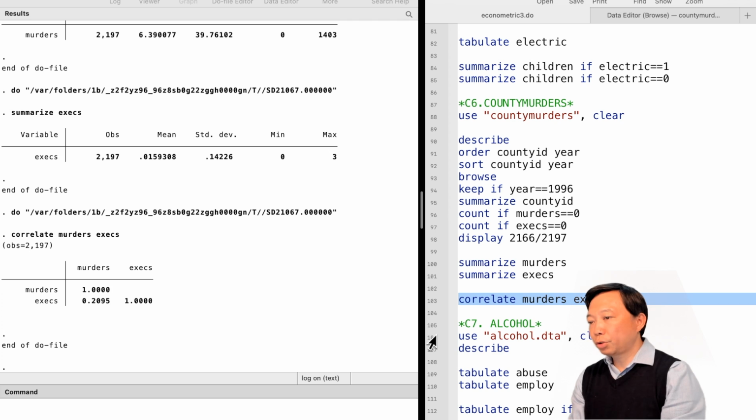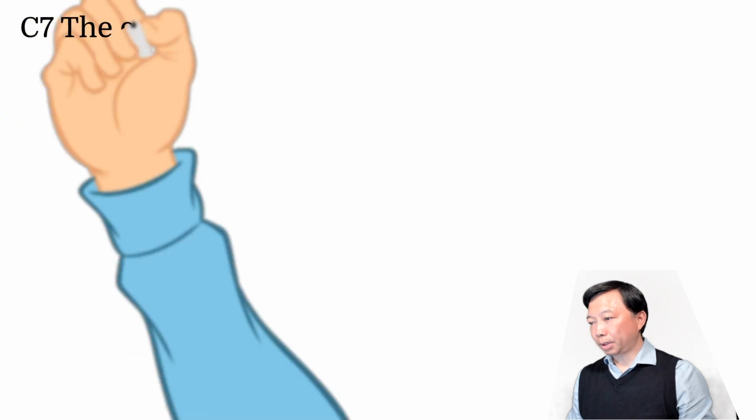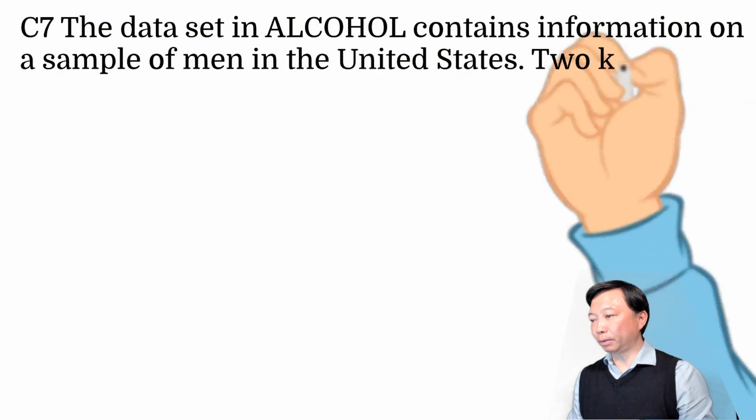Second, we should consider other factors that affect both murders and executions. Such factors could be the population of the county and its economic growth. For example, a county with a high population is more likely to have more murders and more executions. So the positive correlation may be due to the population. Let's go to computer exercise number 7.